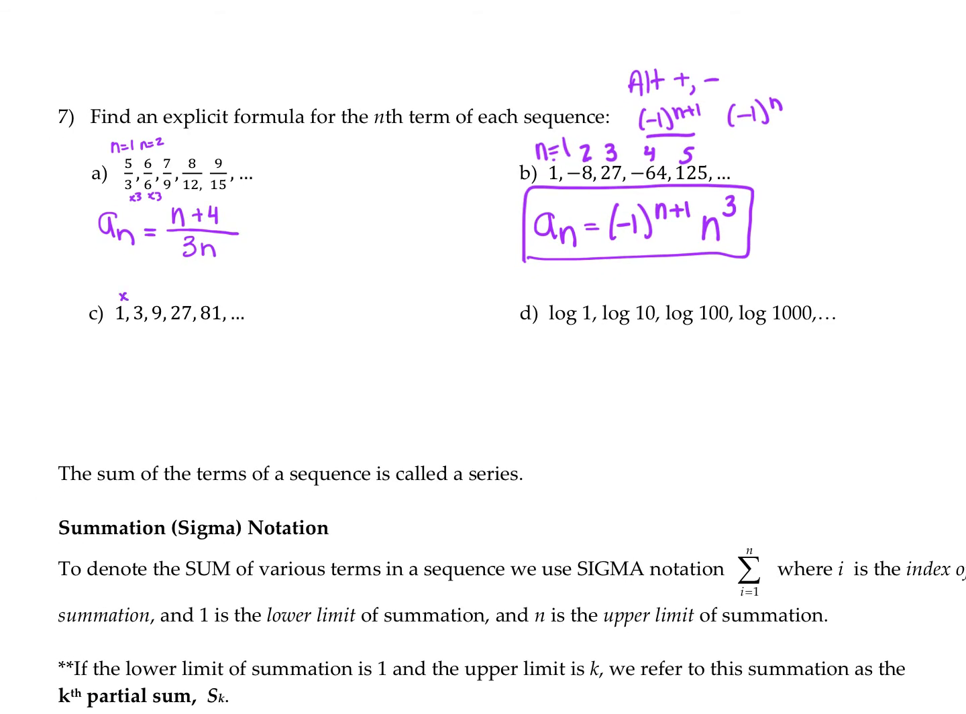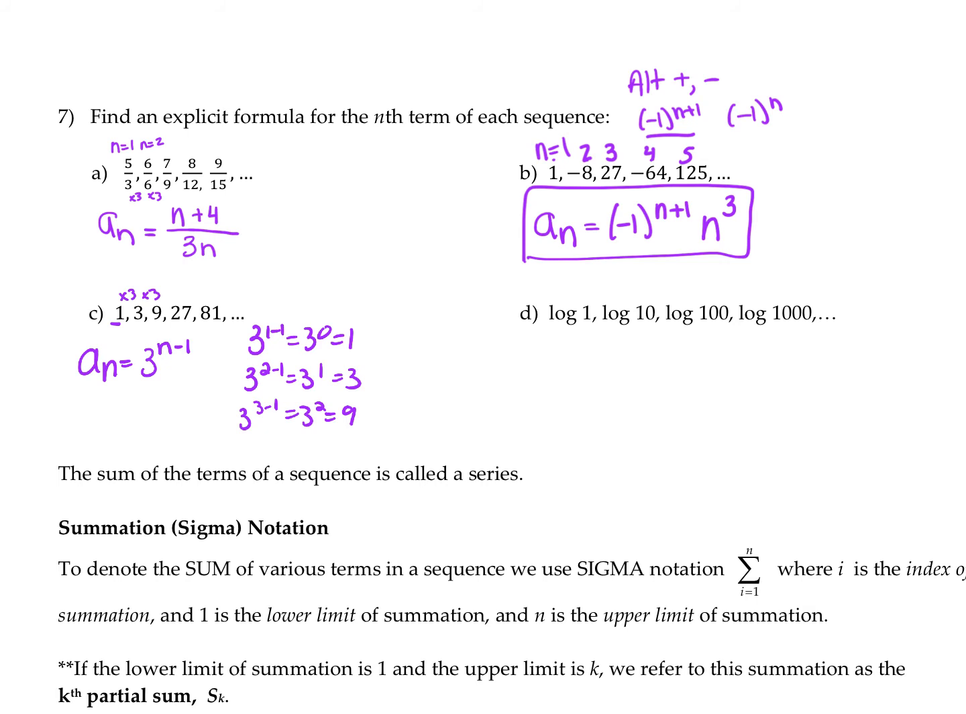All right, here I'm multiplying by 3, so that'd be 3 to the n power. The problem is that my first term is not 3, so I'm going to go backwards a term. Because if I plug in 1, I get 3 to the 0 power, which would equal 1. If I plug in 2, I would get 3 to the first, which is 3. If I plug in 3, I would get 3 to the second, which is 9. And so this would be my equation for C.